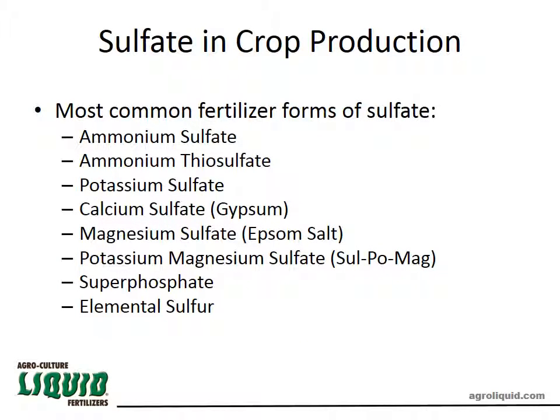Some of your more common fertilizer forms of sulfate include ammonium sulfate, ammonium thiosulfate, potassium sulfate, gypsum, Epsom salts, Sul-Po-Mag, superphosphates, and then of course elemental sulfur.